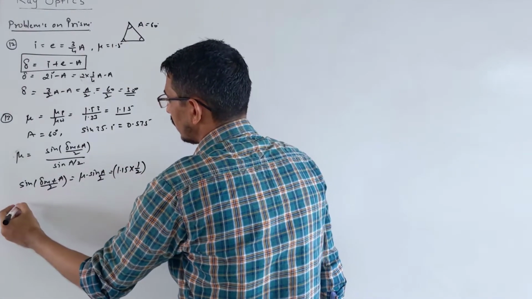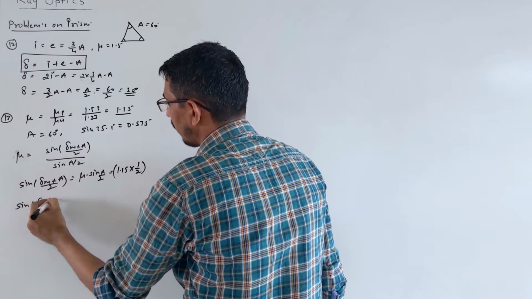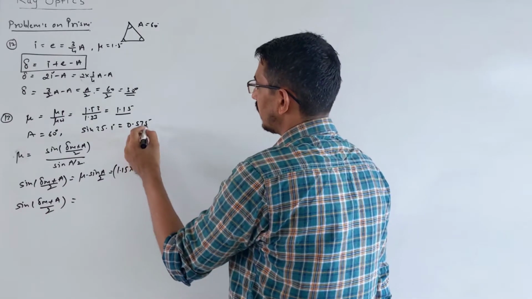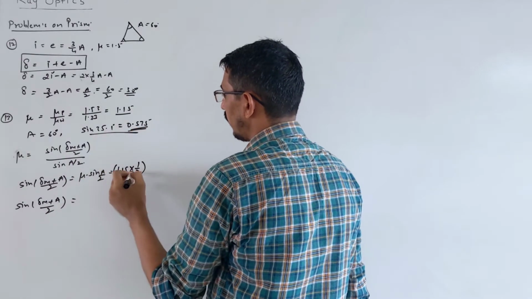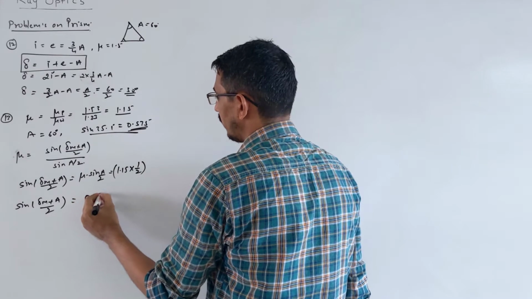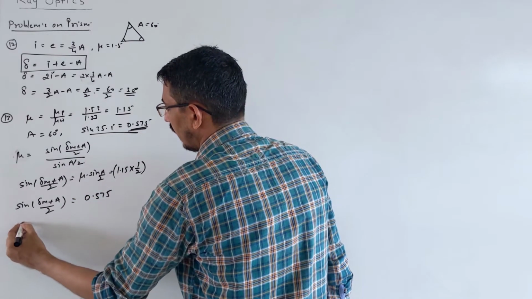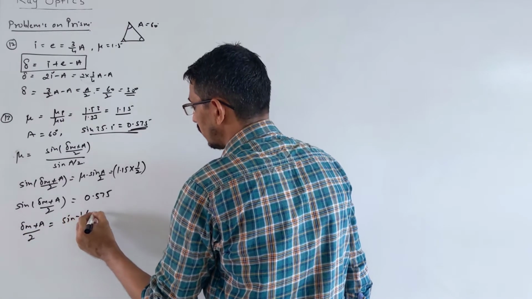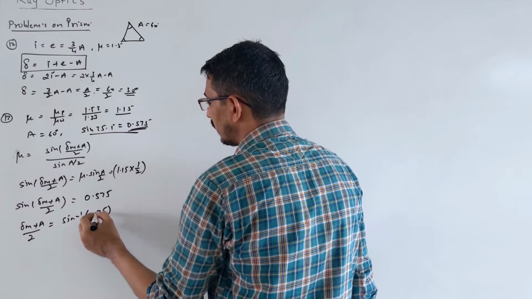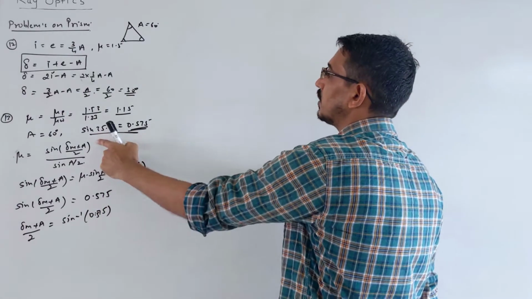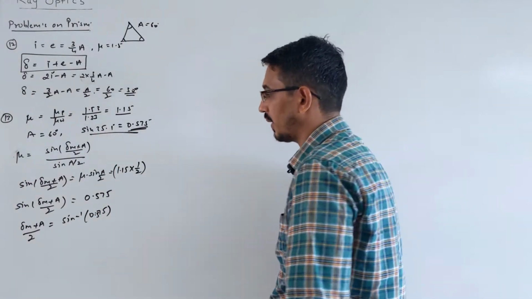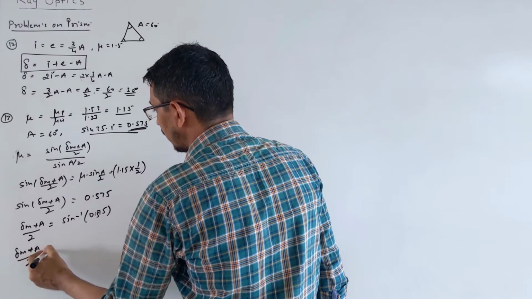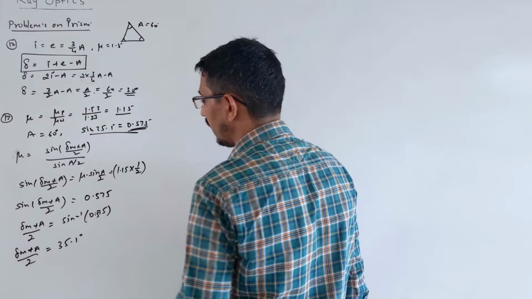Listen carefully. Sine of (del m plus A) by 2 is equal to what? How much can this come? I think this is that number only, because the question already gives 1.15 by this, 0.575. So you can write (del m plus A) by 2 should be equal to sine inverse of 0.575. Okay, so the inverse of this is given as 35.1 degree. So what is the answer? (Del m plus A) by 2 is equal to what? 35.1 degree is already given to us.